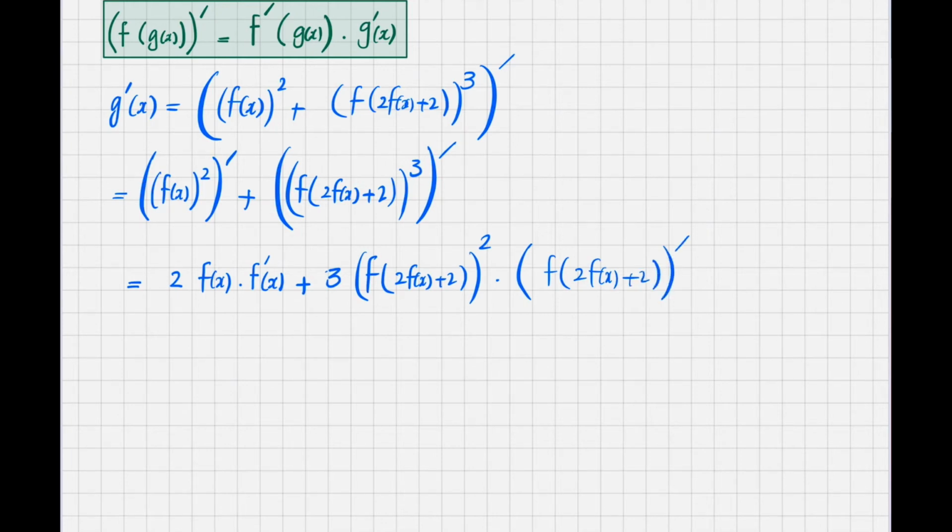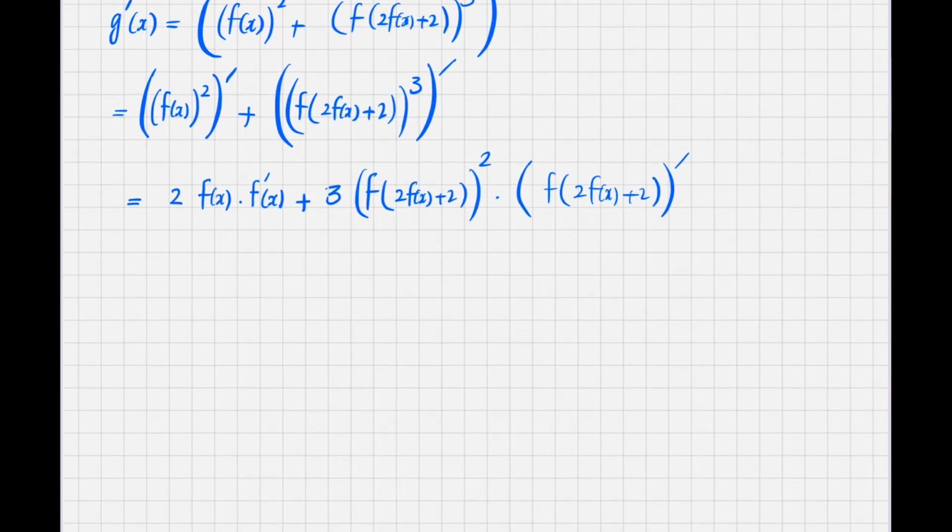Okay? So what you see is that everything here is done. Here there is no prime left, but here this can be continued. So this means that these parts I have to copy and paste them. So this becomes 2f of x multiplied by f prime of x plus 3 times f of 2f of x plus 2, and then squared.